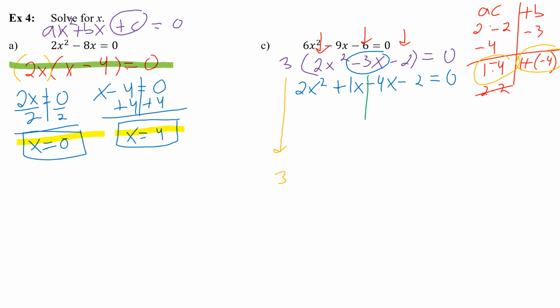Factor out the greatest common factor. 2x squared and 1x only have an x in common, which when we factor it out, inside will leave us with 2x plus 1. Minus 4x minus 2 has a 2 in common, but again, we want the inside of the parentheses to look the same, so we're going to factor out a negative 2, which will then leave us with 2x plus 1 is equal to 0. So I've managed to get the parentheses to look exactly the same.